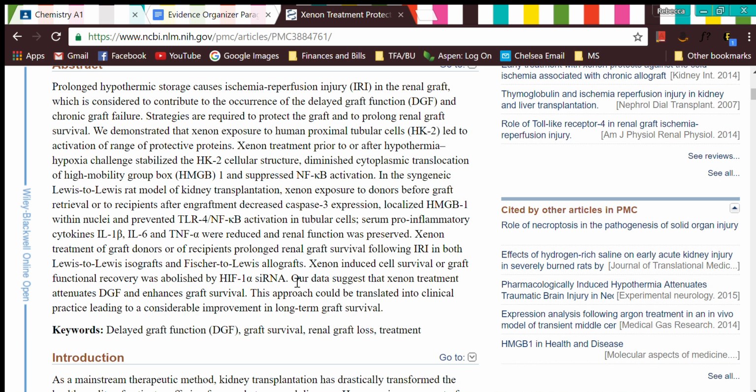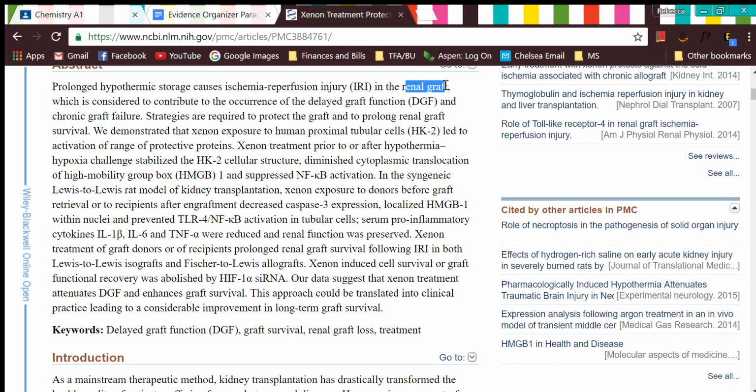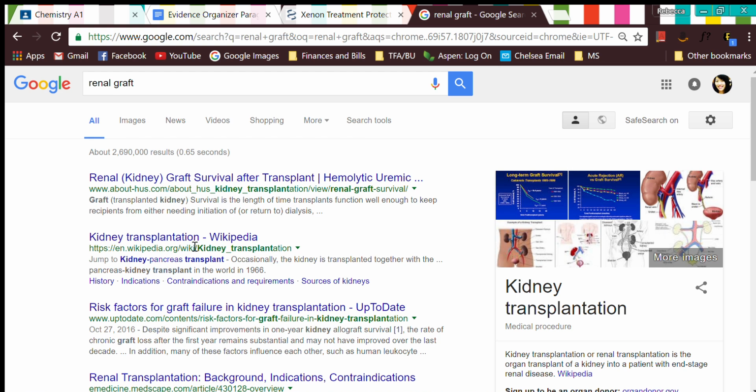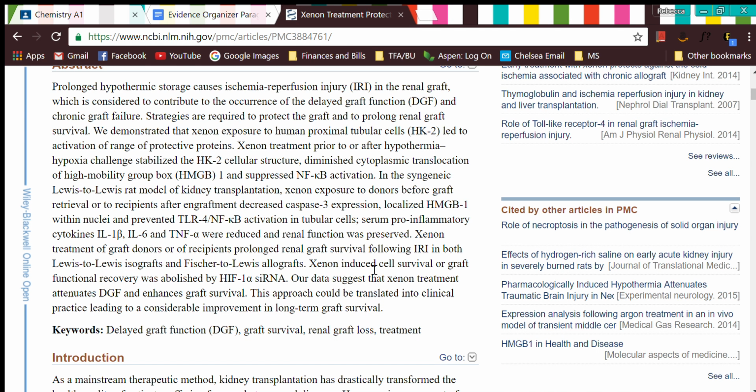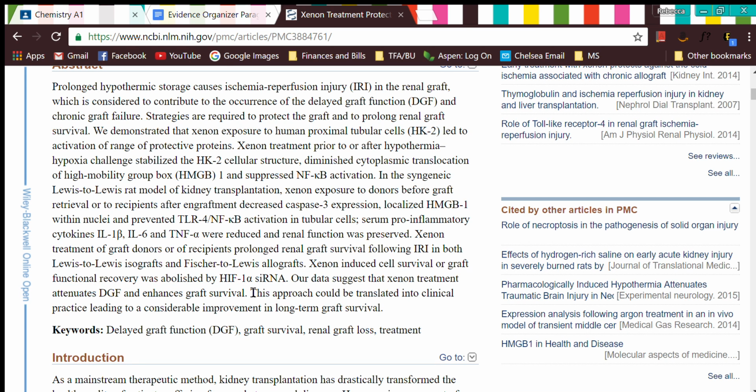So our data suggests graft survival. What is a graft? They're talking about a renal graft. Maybe you can look that up in Google. It's okay if you just Google it. A renal graft. So it looks like it's just a kidney transplant. So that's what a renal graft is. And the data suggests that xenon can enhance graft survival.